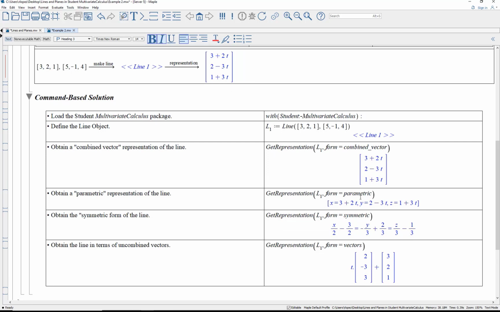And then if you say form equals parametric, you'll get parametric equations, symmetric equations. If form equals vector, then you get this, but not multiplied out.